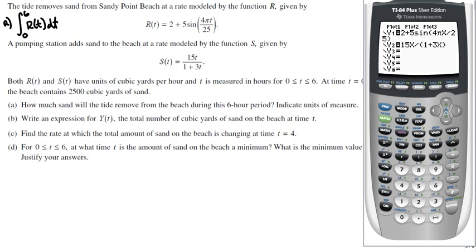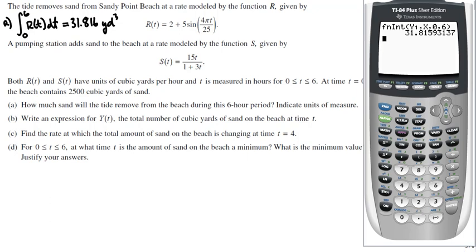To do this, I'm going to use fnInt. So go back to the main screen, math. fnInt is option 9, vars, y vars. I want the removing, so I want y1, function, y1, comma x, the variable of integration, and my limits of integration are going to be from 0 to 6, close parentheses, and I get 31.816 rounded to 3 places. And the units there, since it's sand, is yards cubed, or cubic yards.